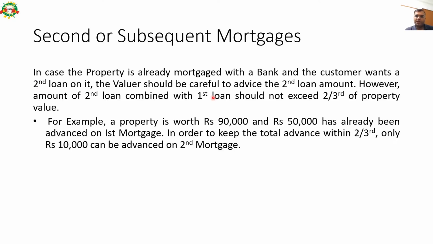In case the property is already mortgaged with the bank and the customer wants a second loan on it, the valuer should be careful to advise the second loan amount. However, the amount of the second loan combined with the first loan should not exceed 2/3 of the property value. For example, a property is worth rupees 90,000 and rupees 50,000 has already been advanced on first mortgage. In order to keep the total advance within 2/3, only rupees 10,000 can be advanced in second mortgage.